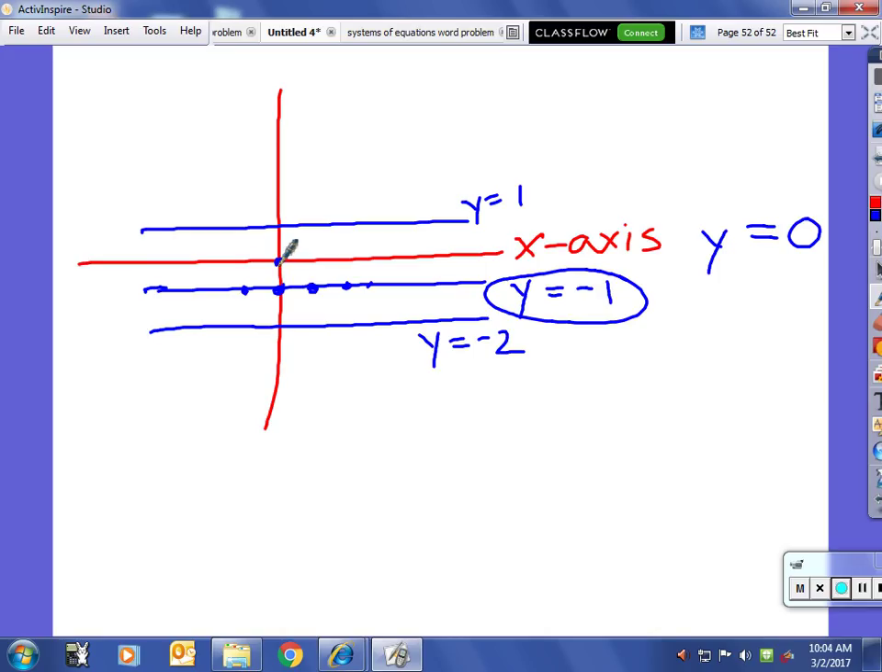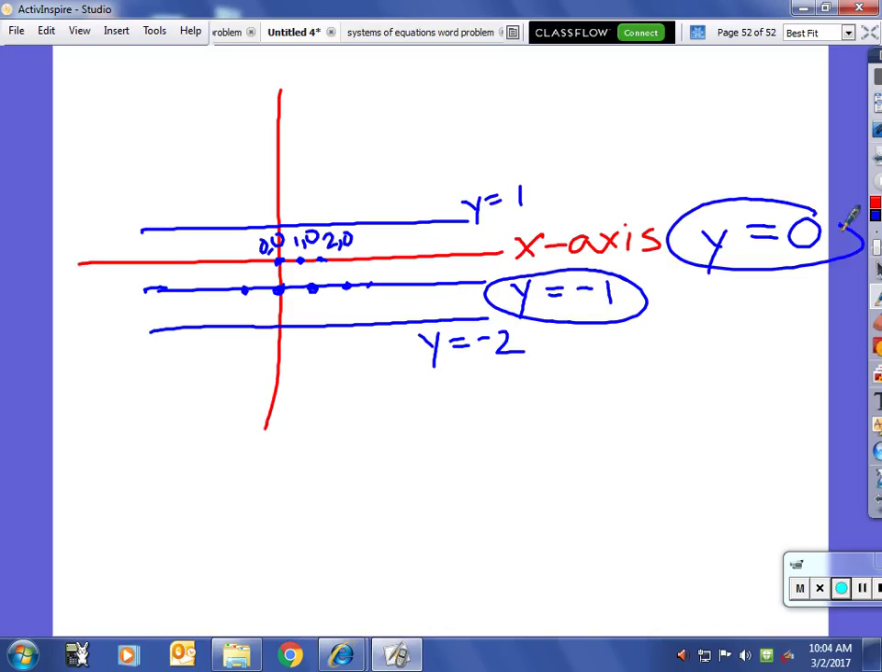What's this point right here? (0, 0). What's this point right here? (1, 0). What's this point right here? (2, 0). Do you see a pattern? Where do they all have something in common? In the y's. And what is the y value of every single point? 0. That's why the equation of the x-axis is y equals 0.